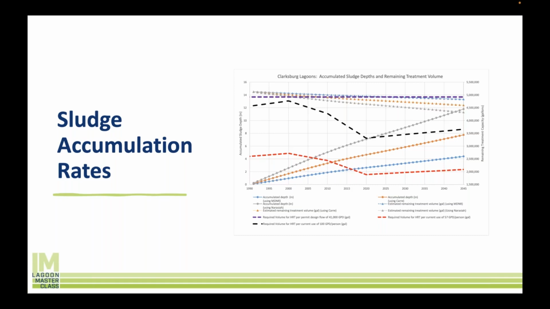which is what you should be doing instead of waking up in 20 years and being like, oh crap, we've got to do sludge removal, right? You can start to set aside funds for that, or you can start to look for grant funds for that, or whatever the case may be, or start talking to an engineer about that.